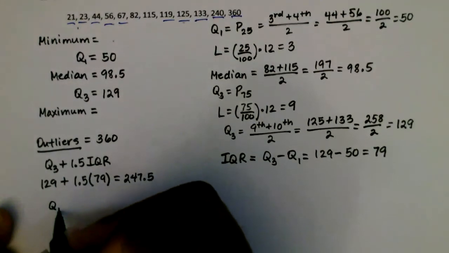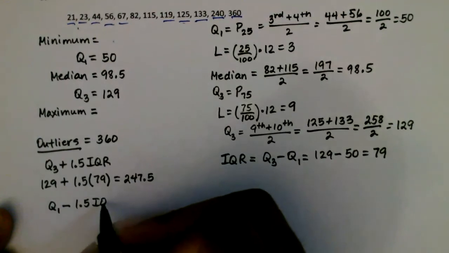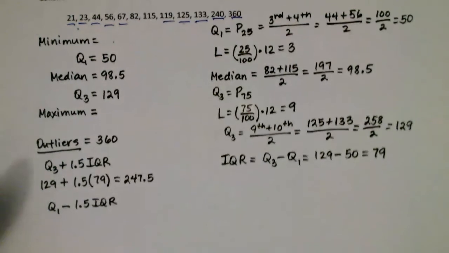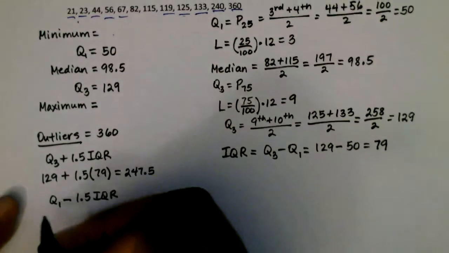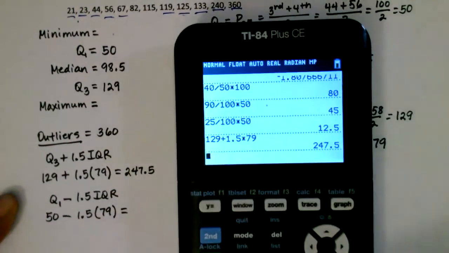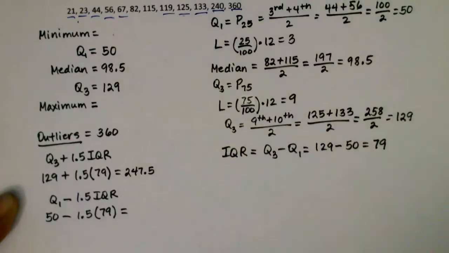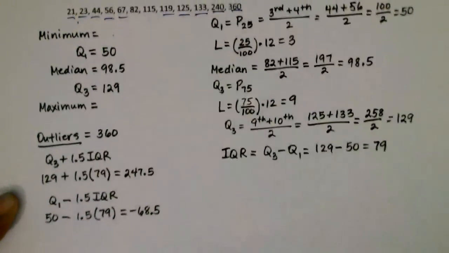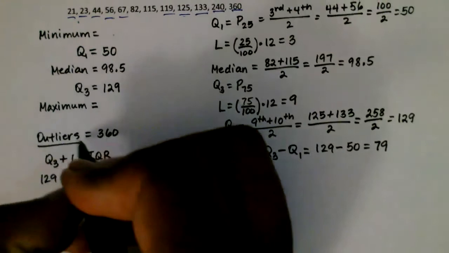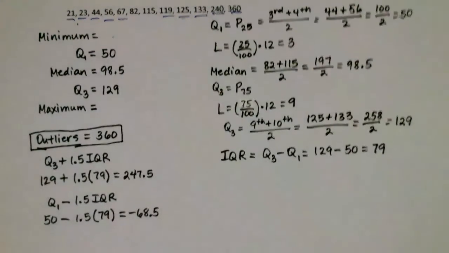And I also got to do Q1 minus 1.5 times that interquartile range. And if I have a data value that's less than the value that I get for this, then that data value is also an outlier. Let's see, Q1 was 50 minus 1.5 times the interquartile range, 79. So 50 minus 1.5 times 79, I'm going to get negative 68.5. And if you look at that data set, there are no values that are less than negative 68.5. So on the left side, I don't have any outliers. But on the right side, 360 is the only outlier for this data set. So the outlier is 360.